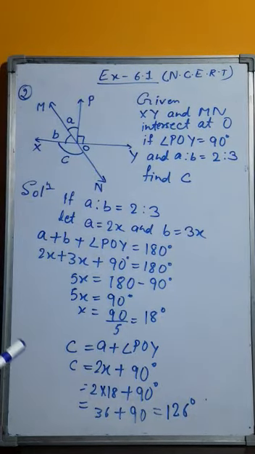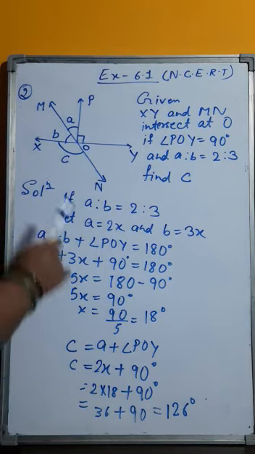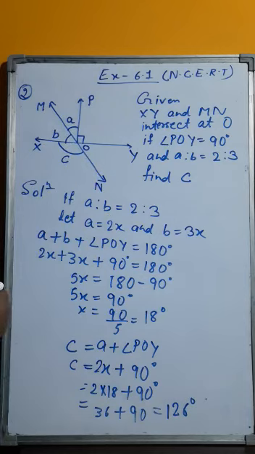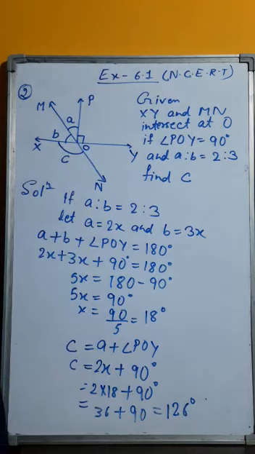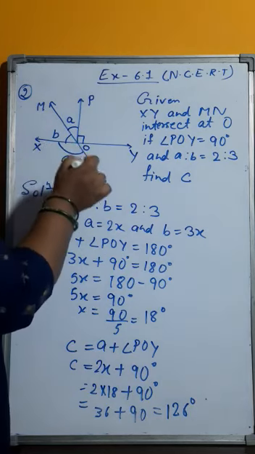Now students, we will discuss question number 2. It says that in figure 6.14, lines XY and MN intersect at point O. If POY is equal to 90 degrees and a is to b is equal to 2 is to 3, we have to find the value of c, which is the value of XOM.